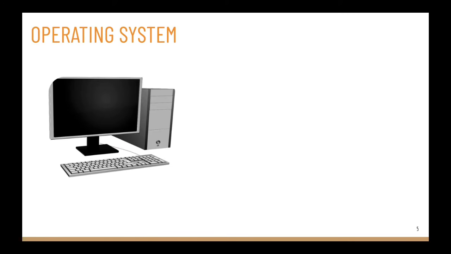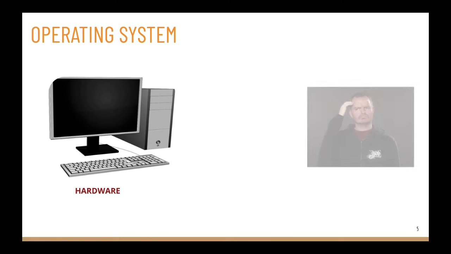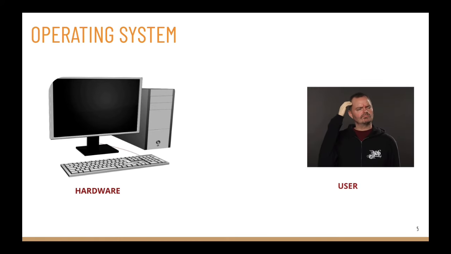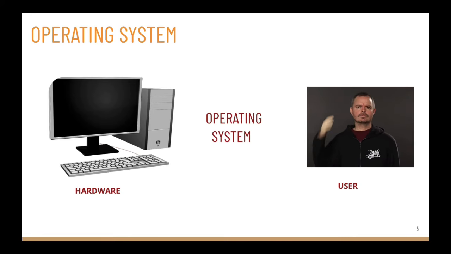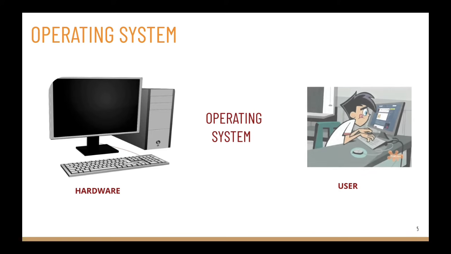Let's say we buy a computer. The computer is nothing but a piece of hardware. You cannot use the hardware without a software, that we have already learned a few minutes back. So as a user, you will be thinking, how do I use this computer? Now for using this computer, you require something known as operating system. And once the operating system is installed, the user can use the computer.